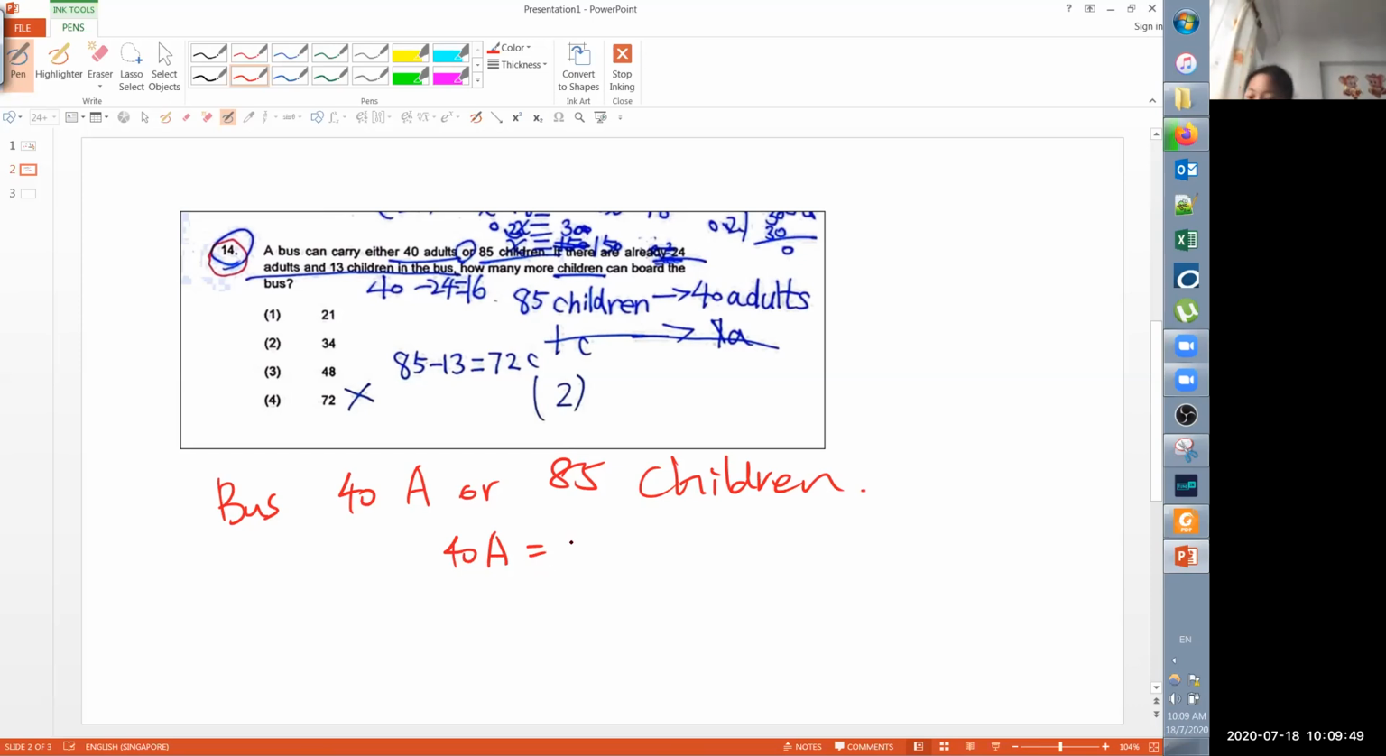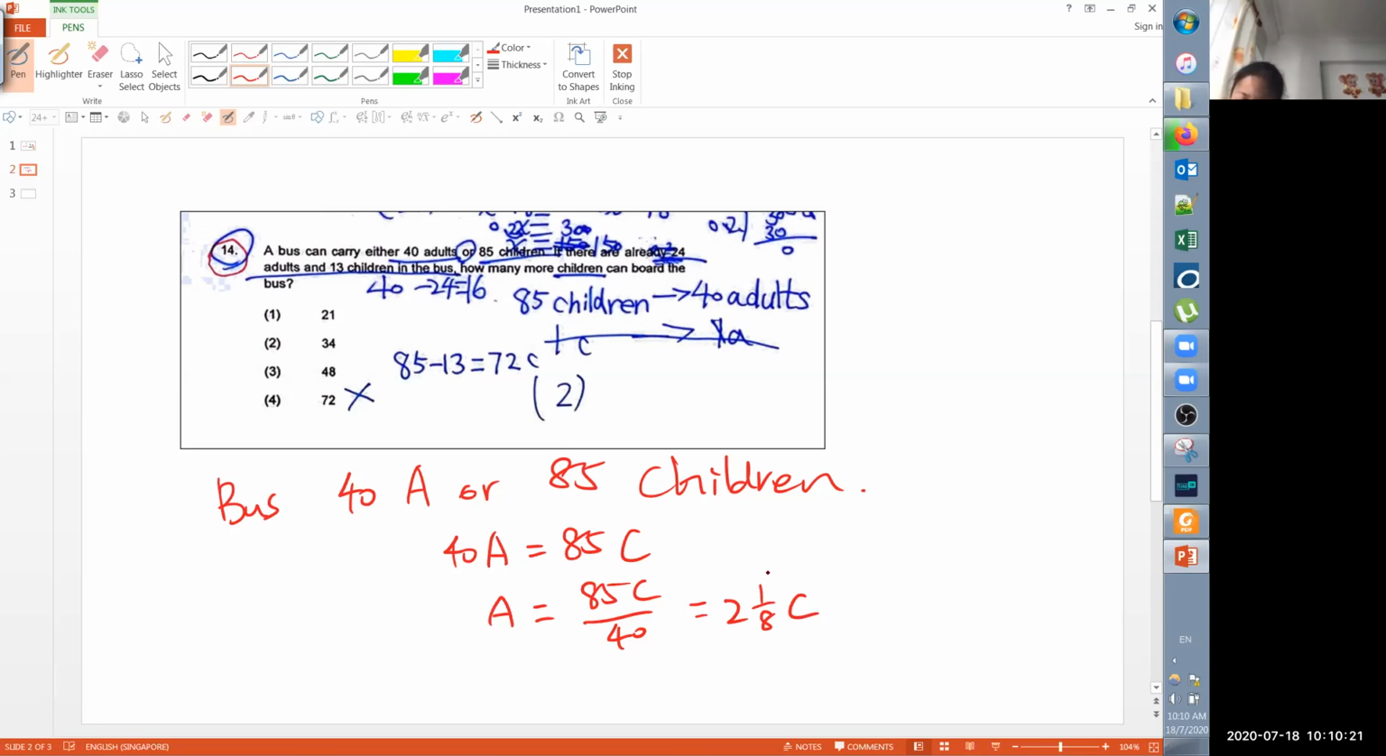So 40 adults is equal to 85 children. How do you do it? One adult is 85 children divided by 40. Just simplify this. Can you help me out? 85 divided by 40, what's the fraction? 2 and 1/8. You mean something like this? Yes. Okay, so one adult is 2 and 1/8 children.